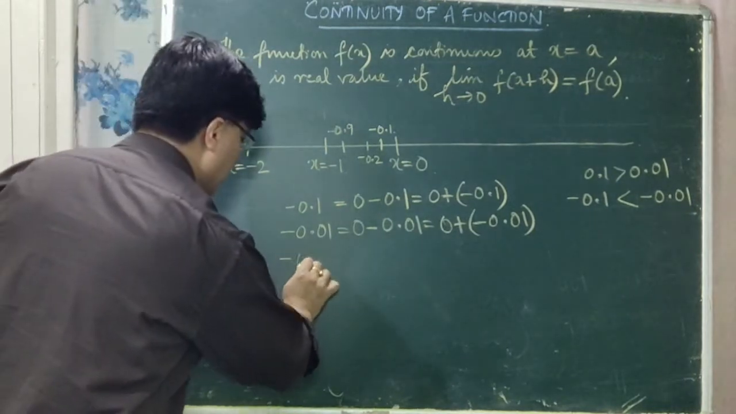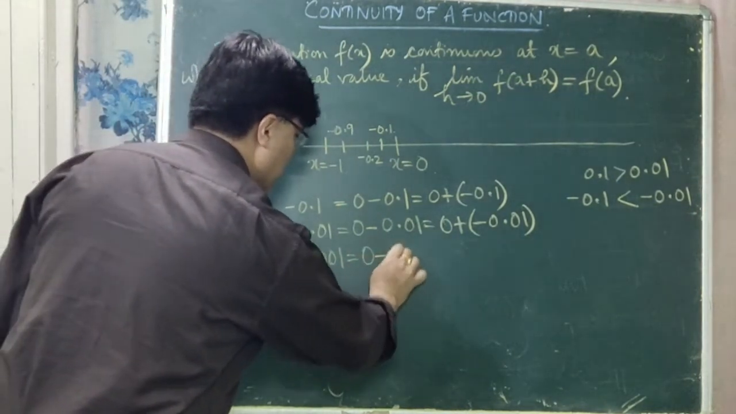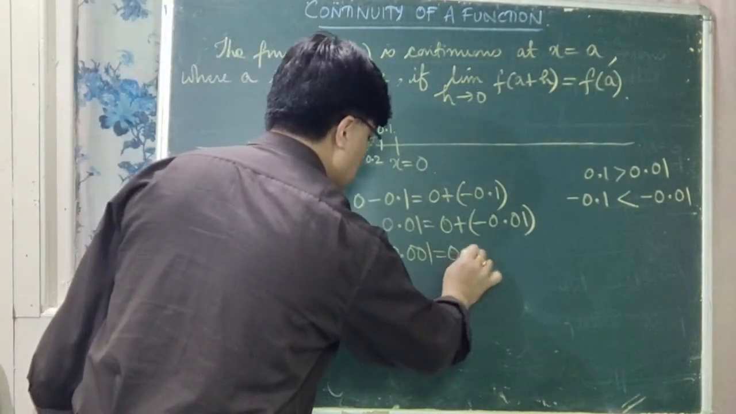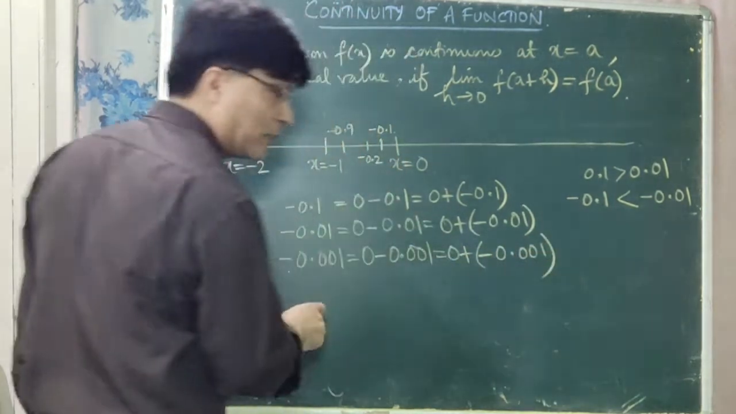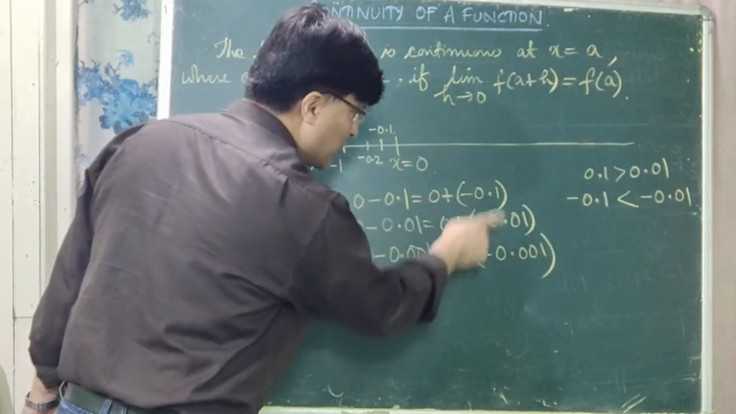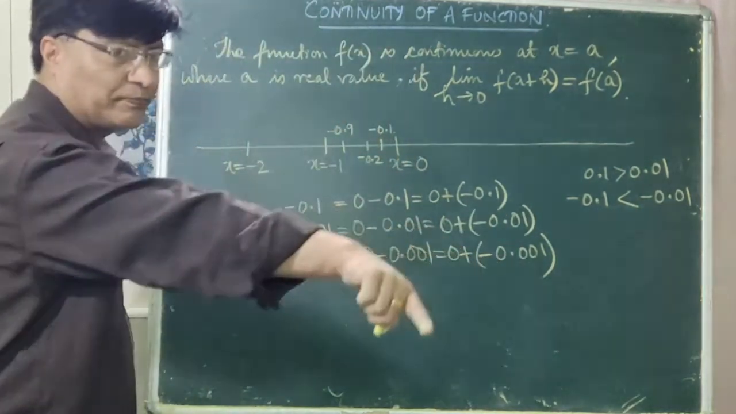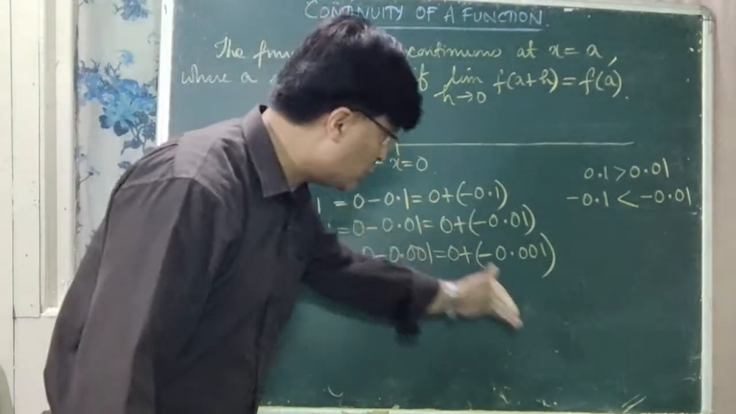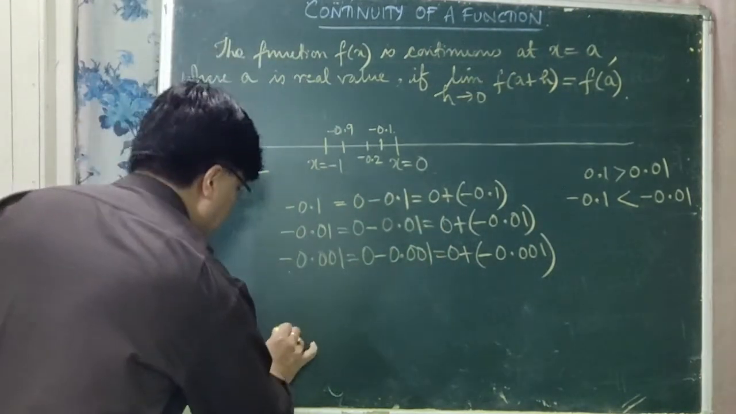Next, you may have -0.001, which is equal to 0 minus 0.001, or you may write 0 plus within bracket -0.001. So you have -0.1, and this -0.001. Again we are approaching towards 0. We are still going towards 0, still approaching 0.